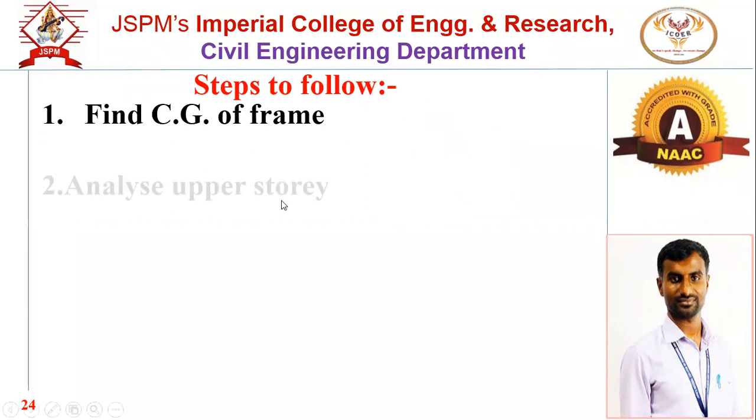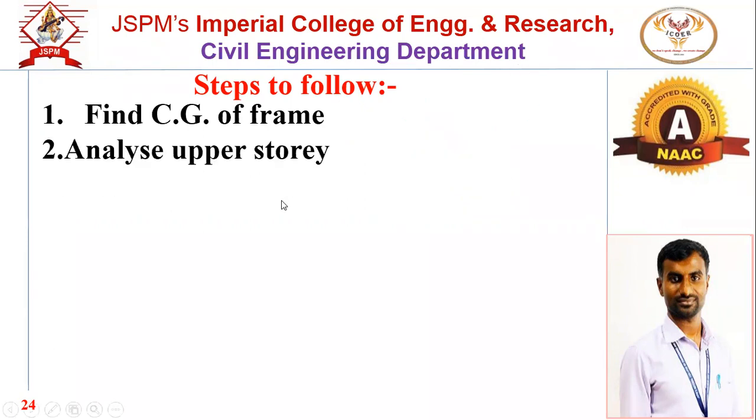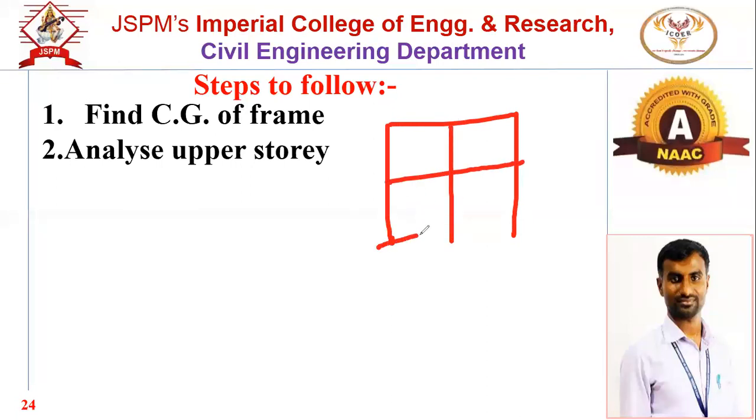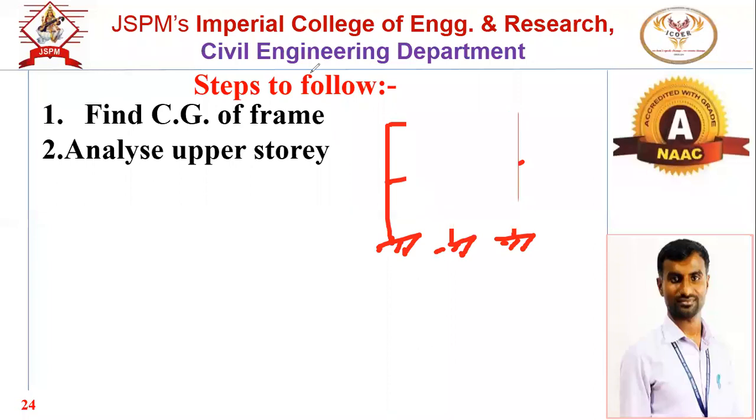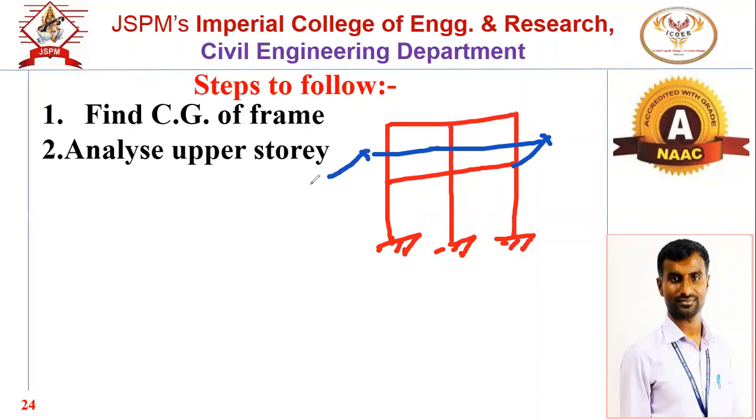Okay, next we have to consider the upper story, or we can say top story for the analysis. Suppose this is the frame given. There are two frames. One is bottom story, second one is the upper story. Now we have to take the section for the upper story analysis at mid height of each column like this. So the section will be like this, and this distance will be h by 2.